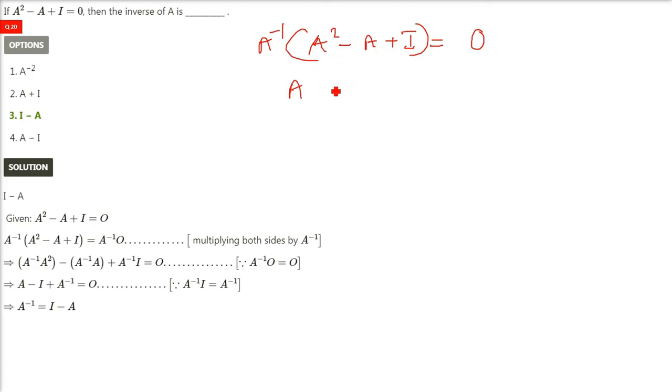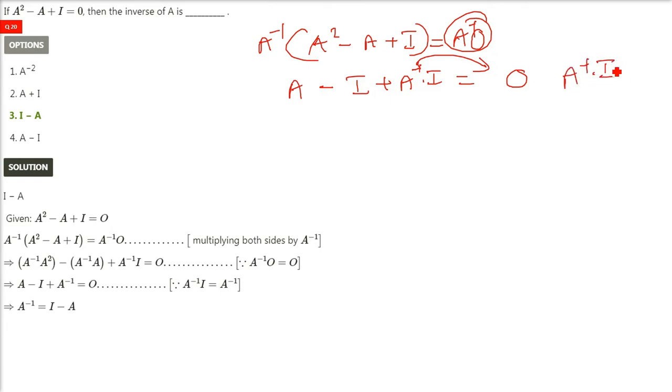A inverse A square is A inverse A, which is the identity element here. You get I plus A inverse I, which will again be A inverse, equals A inverse into the null matrix, which will again be 0 only. So A minus I, you can take A inverse I on one side. So the other side will have this I minus A. Simply, A inverse is I minus A.